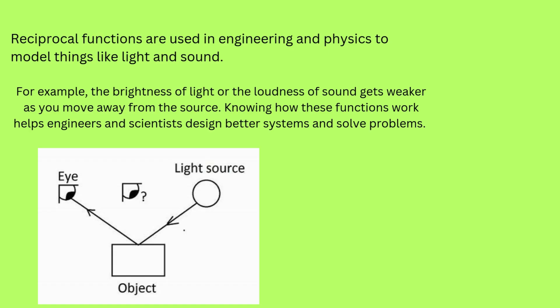This quadratic reciprocal function graph can be used in engineering and physics, such as the brightness of light or the loudness of sound getting weaker as you move away from the source. Knowing these functions can help engineers and scientists to work better on systems and solve problems as well. So light sources can be more difficult when it comes to the outside world, especially during traffic, like driving in busy areas.